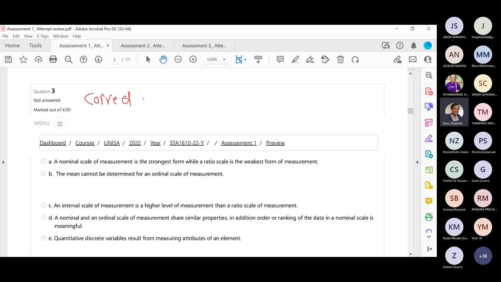A, a nominal scale of measurement is the strongest form, while a ratio is the weakest form of measurement. B, the mean cannot be determined for an ordinal scale of measurement. C, an interval scale of measurement is a higher level of measurement than a ratio scale of measurement. D, nominal and ordinal scales of measurement share similar properties, in addition, order or ranking of the data in a nominal scale is meaningful. E, a quantitative discrete variable results from measuring attributes of an element.